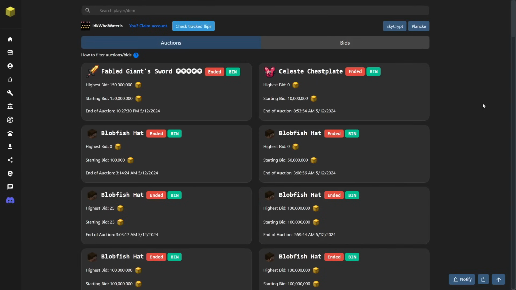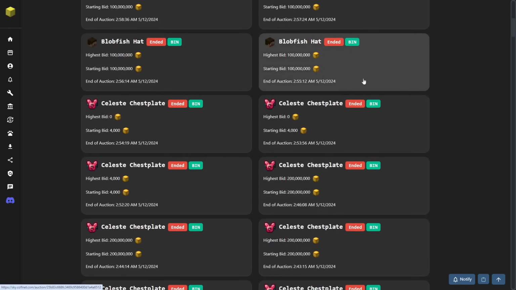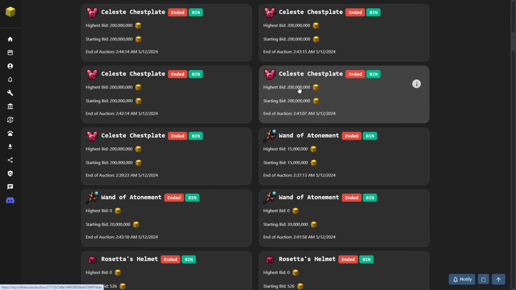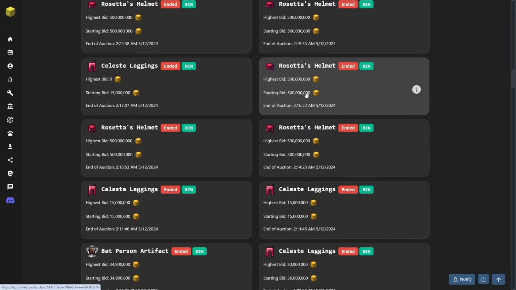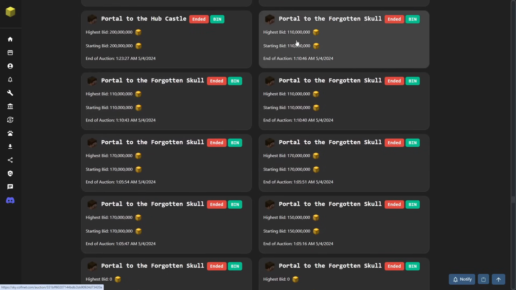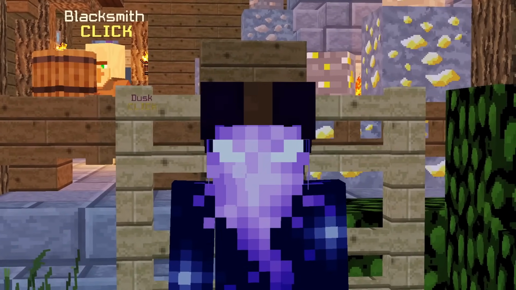Well, let's just take a look at this auction house history really quick. Honestly, at first look it's really incredibly confusing. You have random blobfish hats selling for 100 mil, Celeste chestplate selling for 200 mil, Rosetta's helmet selling for 500 mil. For instance here, Portal to the Forgotten Skull sold for 150 mil, 170 mil, 170, 170, 110, 110, 110. You might be thinking, well, how on earth does this link to these auction house macros? Well, let's take a look.